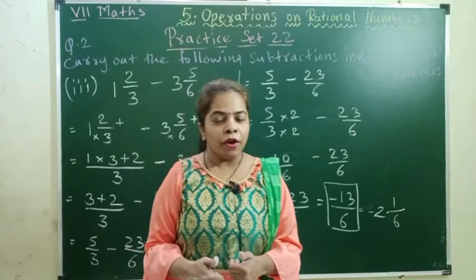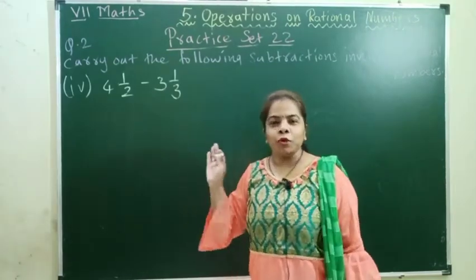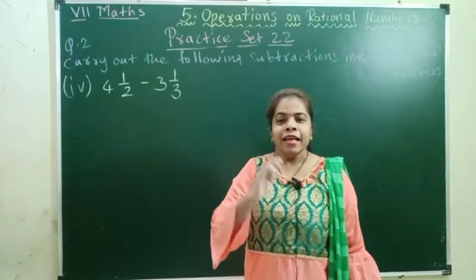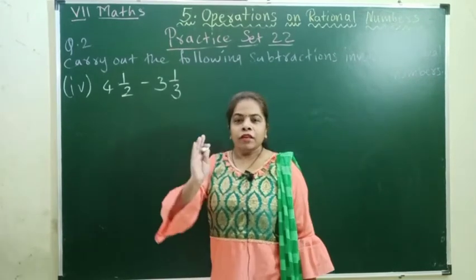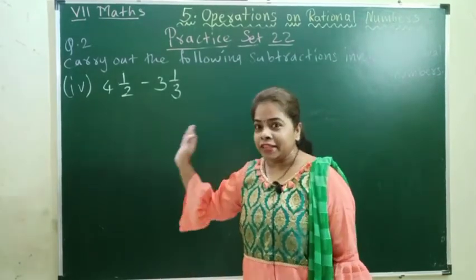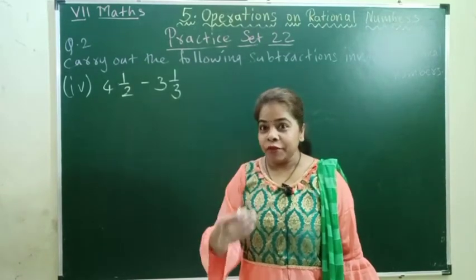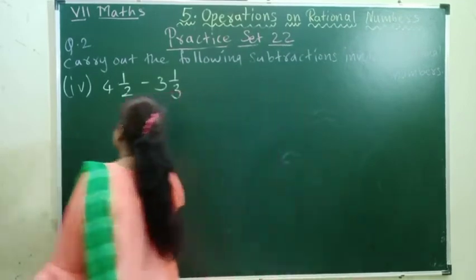Now let's move on to the fourth sum. Now children, the fourth sum is also in the same format. It is also in a mixed fraction form. So we have to convert these mixed fractions into improper fractions and then we will subtract them. So let us begin.